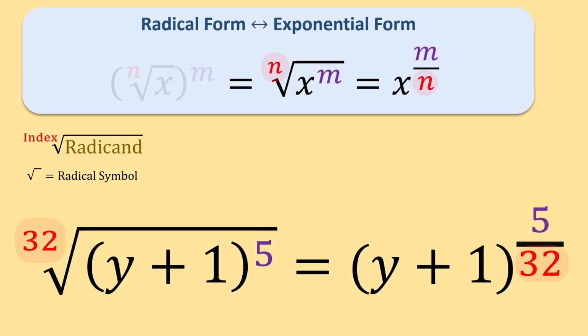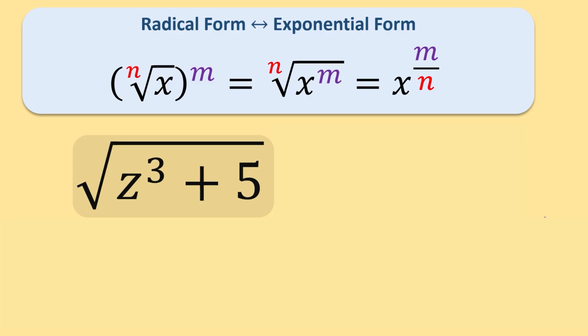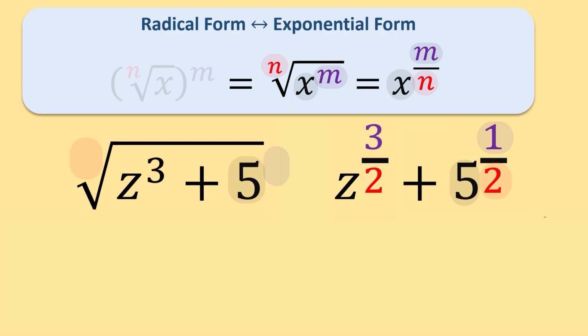Let's move on to the square root of z cubed plus 5. With no number in the index position, we know our index is 2. Now, you might be tempted to apply this rule to both terms added together under the radical symbol and get this, but that would be wrong.